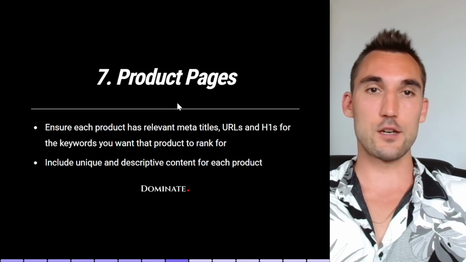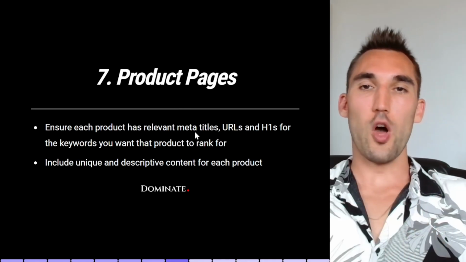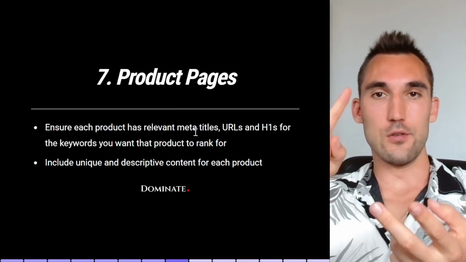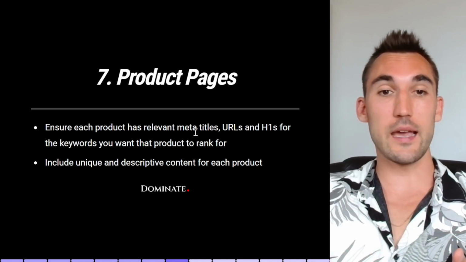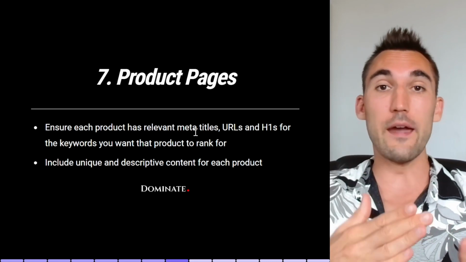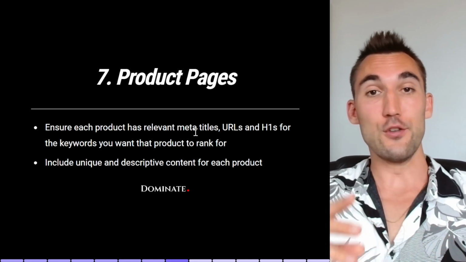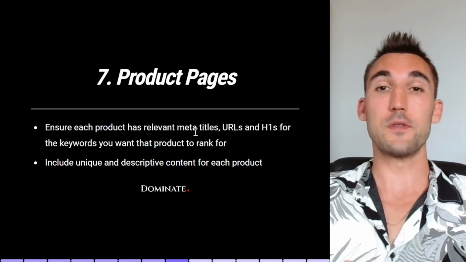Now, the next thing is the actual product pages themselves. Each product needs to have the relevant meta title, the relevant URL, and the relevant H1 headline optimized with the keyword, like I've already described before, for every product that you actually want to rank. And you need to also make sure to include unique and descriptive content for every product.